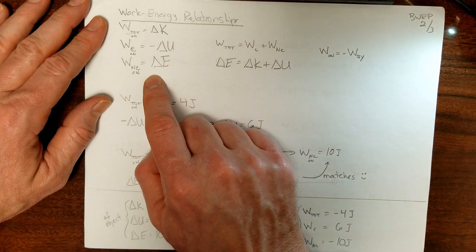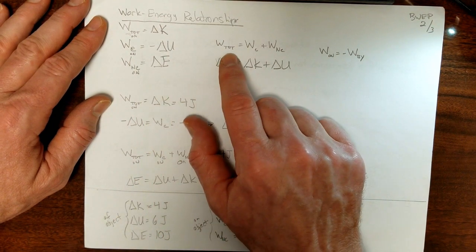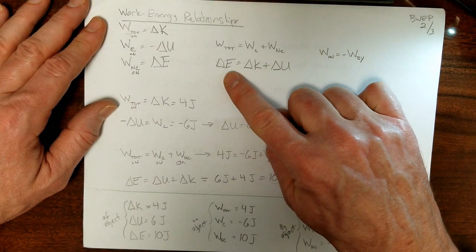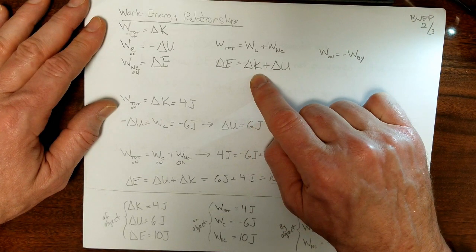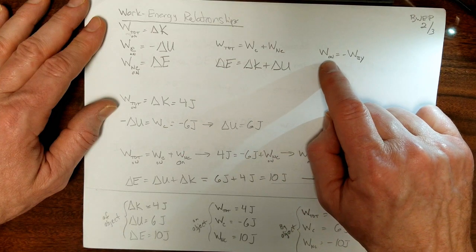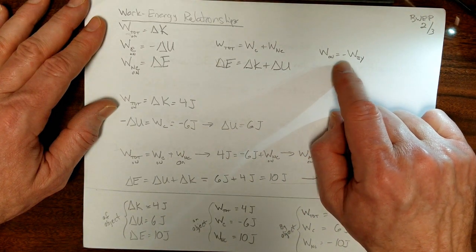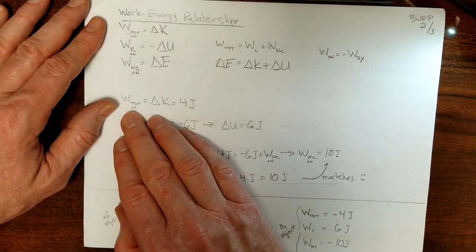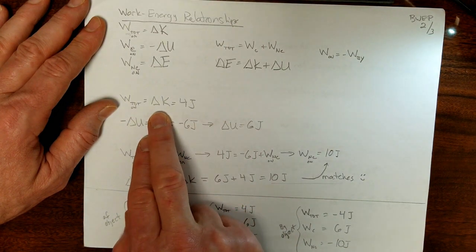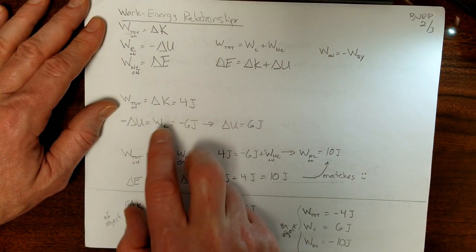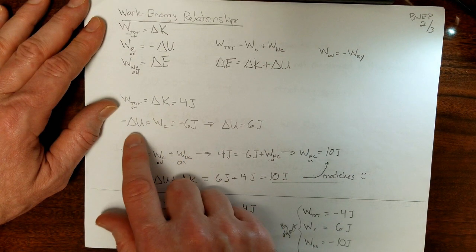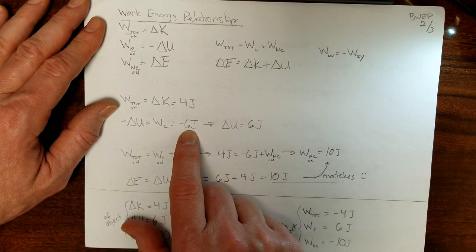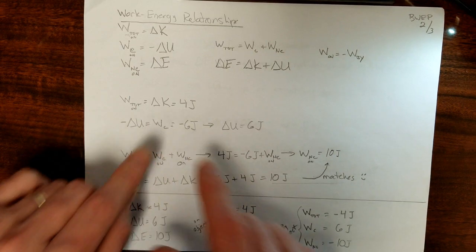So first I write down my work energy relationships and then my relationship of total work with the conservative and non-conservative work and my change in energy relationship to kinetic and potential energy, and then the fact that the work done on an object is equal to the negative work done by an object. I know that the total work done on an object is equal to the change in kinetic energy of that object, which is 4 joules because I was given delta K. I know negative delta U is equal to W sub C, which is -6 joules because I told you that.